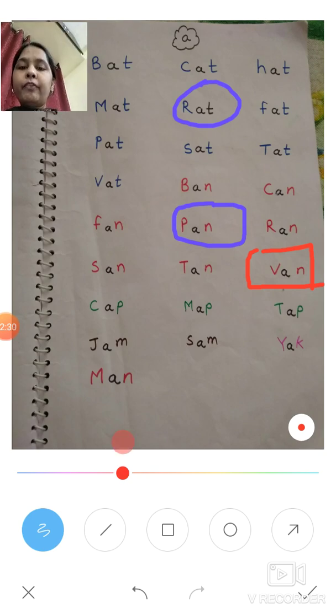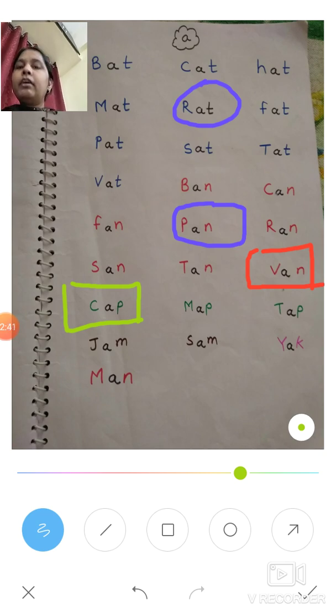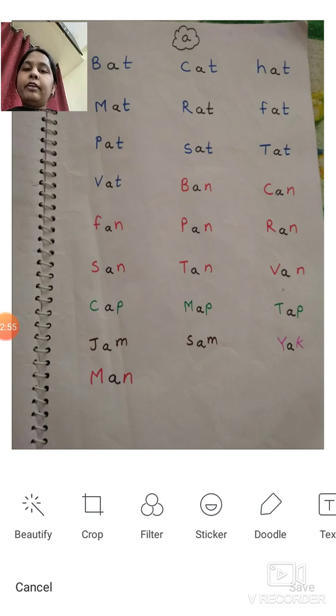Okay, now your favorite. We revised this many times, but I want to revise it again. Now read this one, this fluorescent color. C K A, and P, cap. Okay, so this we already learned. Now we are revising a different one today.